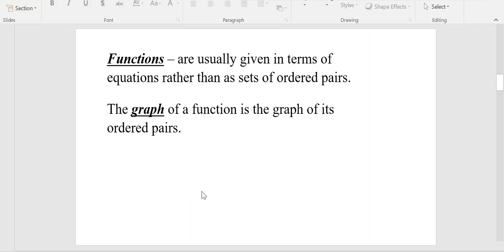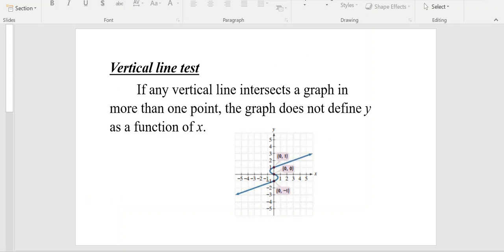Okay, now functions are usually given in terms of equations rather than as sets of ordered pairs. It was mentioned in our previous videos as well. And now we're gonna learn that the graph of, well, I think we know it already. The graph of a function is the graph of its ordered pairs. So every single point or every single part of the graph of a function is an ordered pair, or is a point. It's infinitely many points.